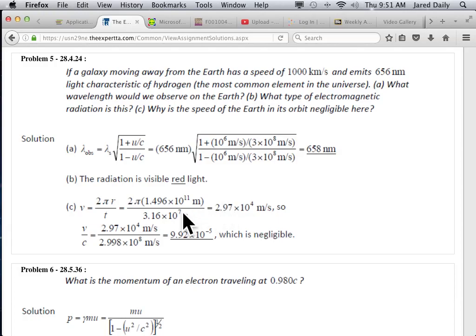So in this case, the speed of the Earth is 2.97 times 10 to the 4 meters per second. That's 100 times less quick than the galaxy that's moving away from us. So it's just not going that fast. 1,000,000 meters per second, that's starting to be relativistic. Earth's movement is not relativistic, so it doesn't really matter. It's a 10 to the minus 5th factor. It would only show up in that 5th decimal place. It just wouldn't make a big difference.